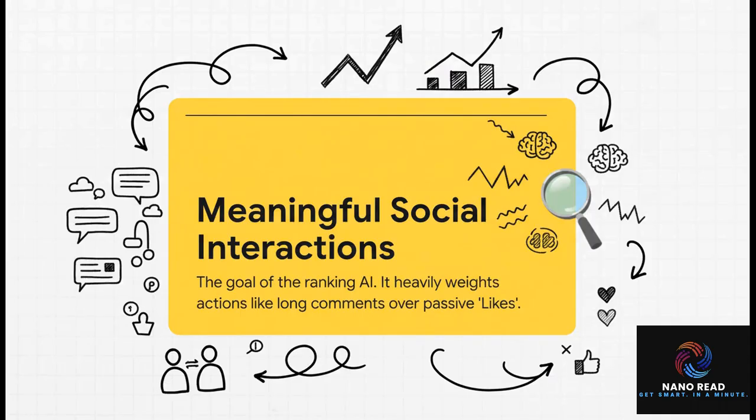But what's the goal here? What's the AI actually trying to do? It's not just about getting you to click on stuff. The real goal is a concept they call Meaningful Social Interactions, or MSI. The algorithm gives way more points to things that actually start a conversation, like a long, thoughtful comment, than it does to a simple, passive like. It's trying to predict what will make you and your friends actually connect with each other.